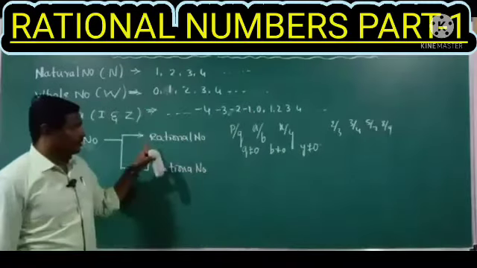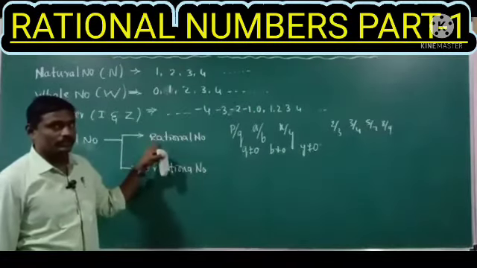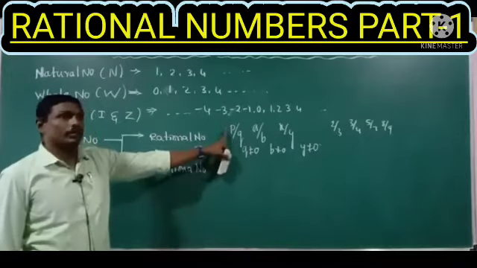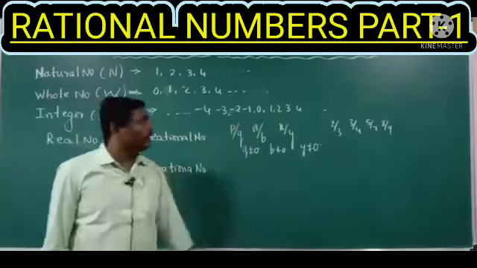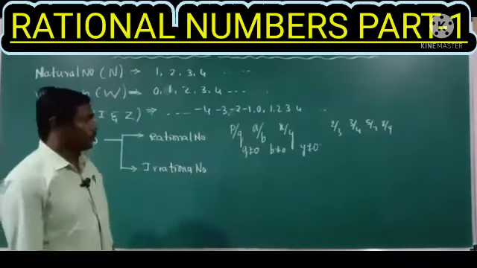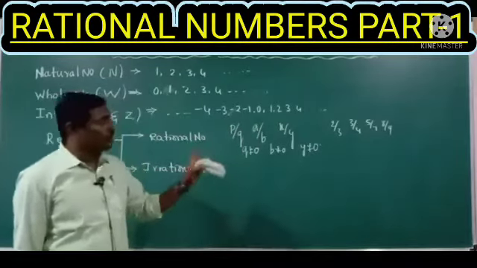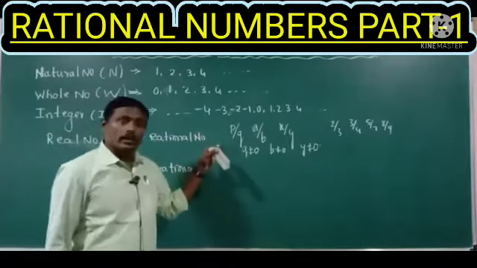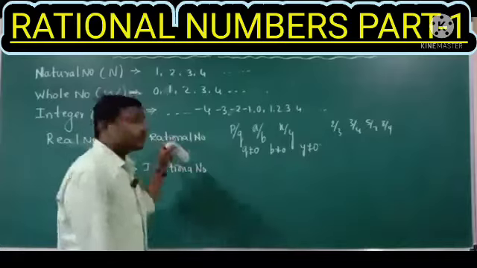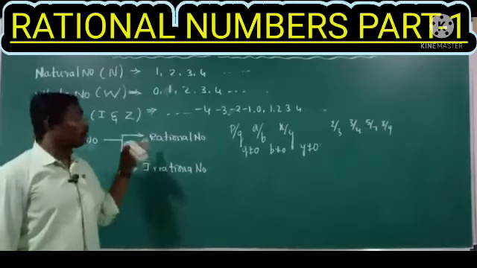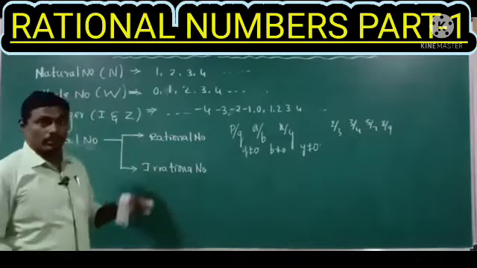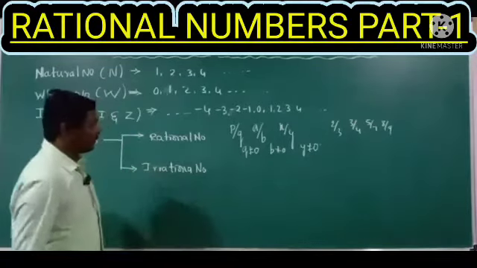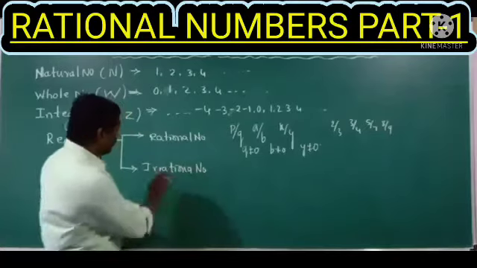Next one, irrational numbers. So how can you define rational numbers? The numbers which can be expressed in the form of p by q, in which q is not equal to 0. We will discuss briefly in this session about rational numbers and irrational numbers. This is our main concept, rational numbers and irrational numbers. Okay, I'll discuss the next one.